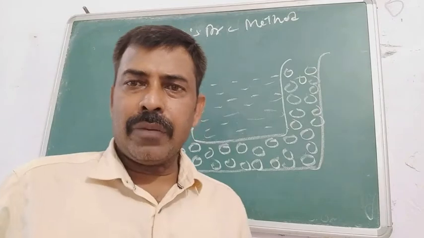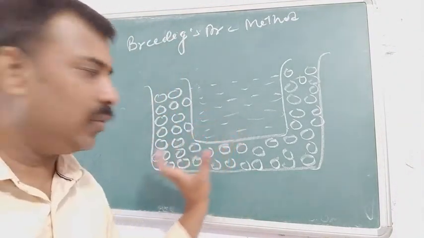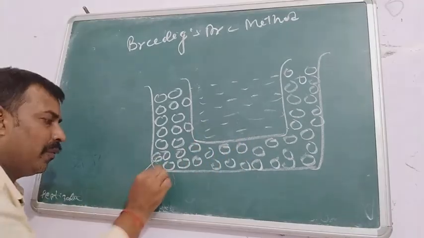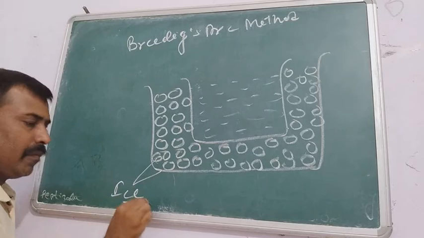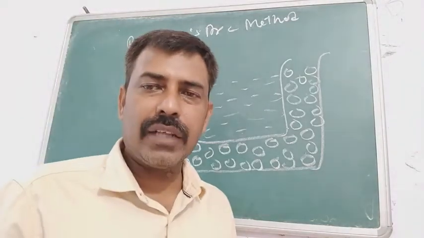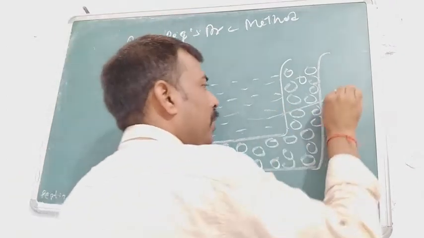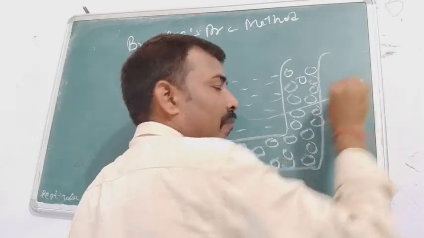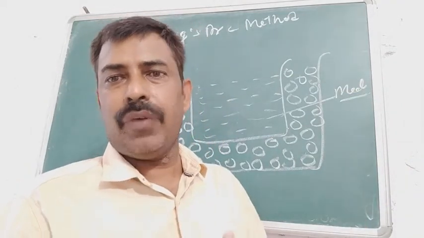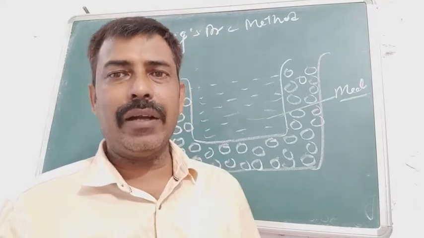In this Bredig's arc method, we take a container. There are two containers, one within another, and it is filled with ice. That means we are trying to generate an ice bath. In this ice bath, we have taken the medium. I am just writing medium, it is the dispersion medium. We have taken the dispersion medium in which you need to prepare the colloid.